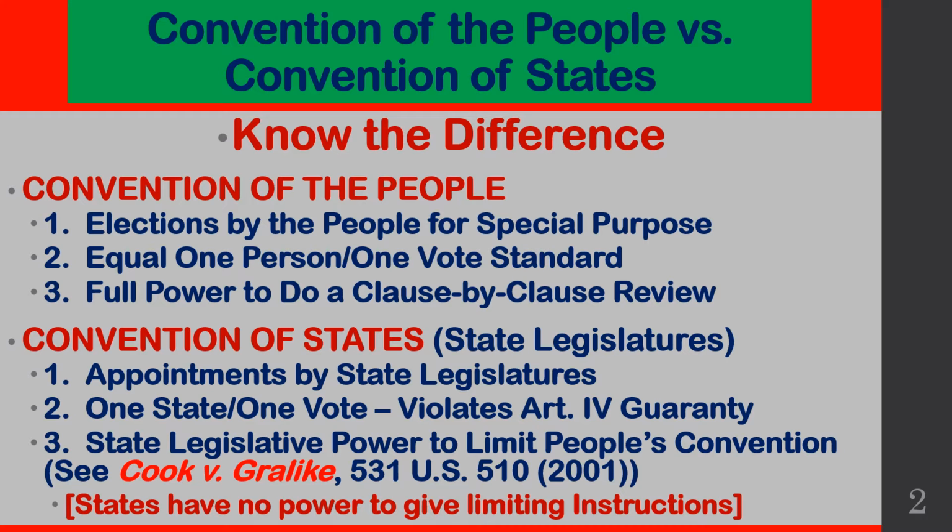A convention of the states is basically a convention of the state legislatures, where the state legislatures would control appointments to the convention. They would force their delegates to participate in a one state, one vote process, eliminating sovereignty by the people, and they would assert the power to limit the topics and how much time was spent at the convention. We already have Supreme Court law that makes clear that the state legislatures have no power to give limiting instructions regarding the national power to amend the Constitution.